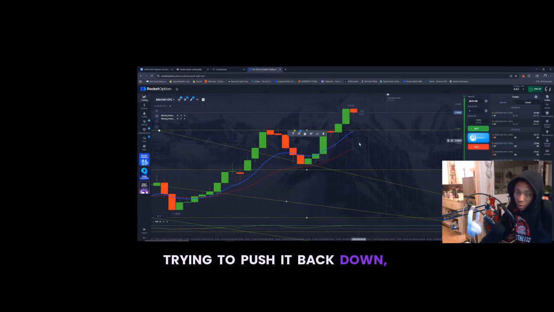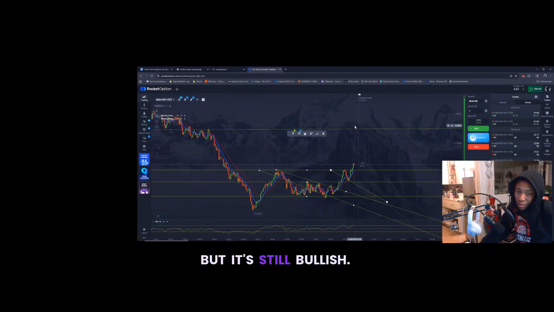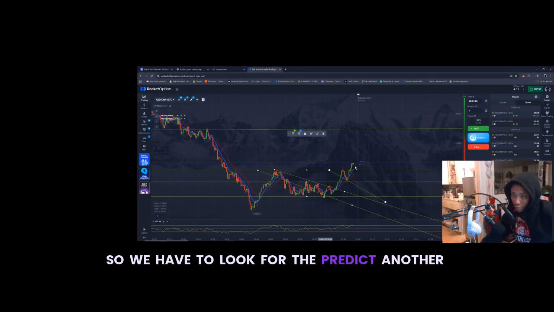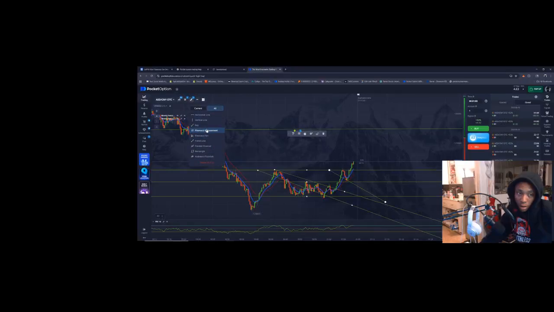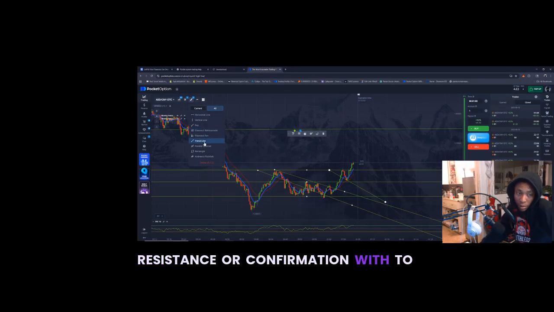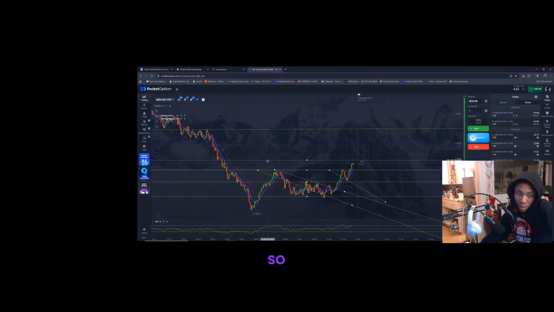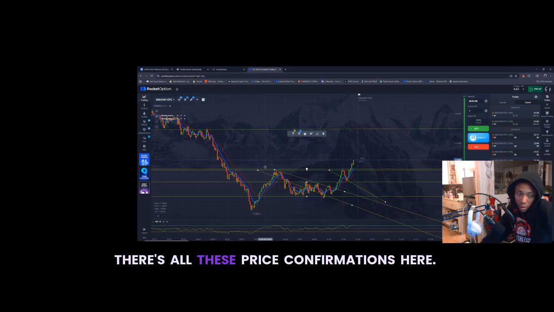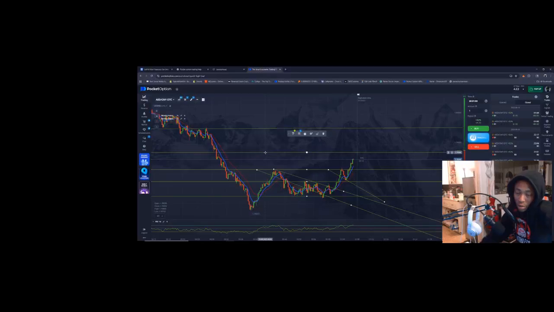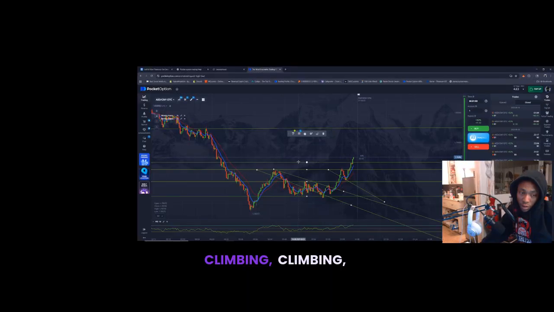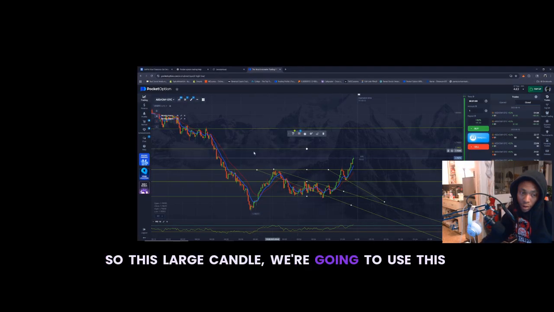Trying to push it back down, but it's still bullish. So now we're here. So we have to look to predict another resistance or confirmation to find the resistance, if that makes sense. So there's all these price confirmations here. So it's climbing. So this large candle, we're going to use this as a reference.